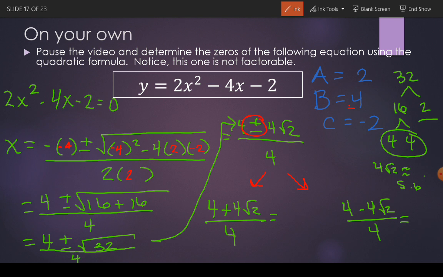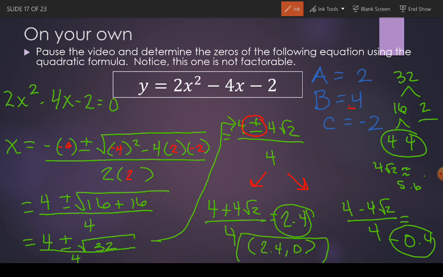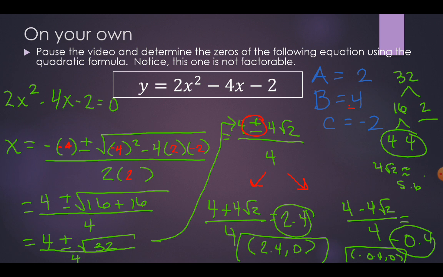So this zero here is 2.4. And our second zero will be from 4 minus 5.6, which is negative 1.6 divided by 4, which is negative 0.4 for our second zero. So if we wanted to write these as points, we would have (2.4, 0) and (-0.4, 0). Great practice.